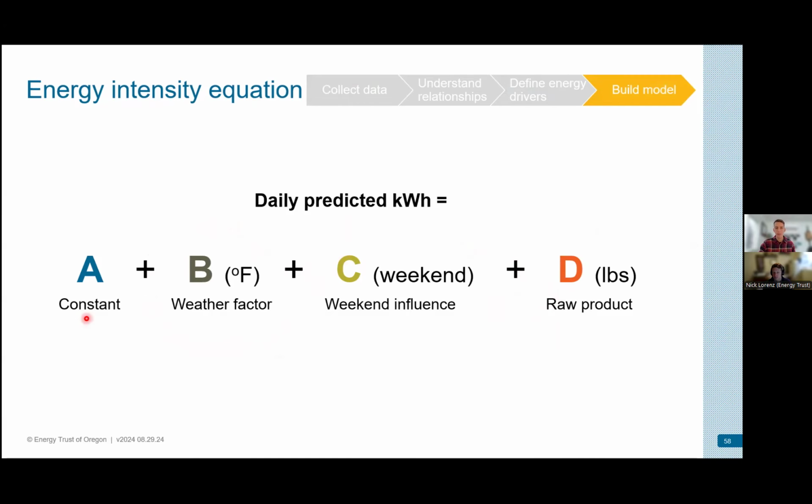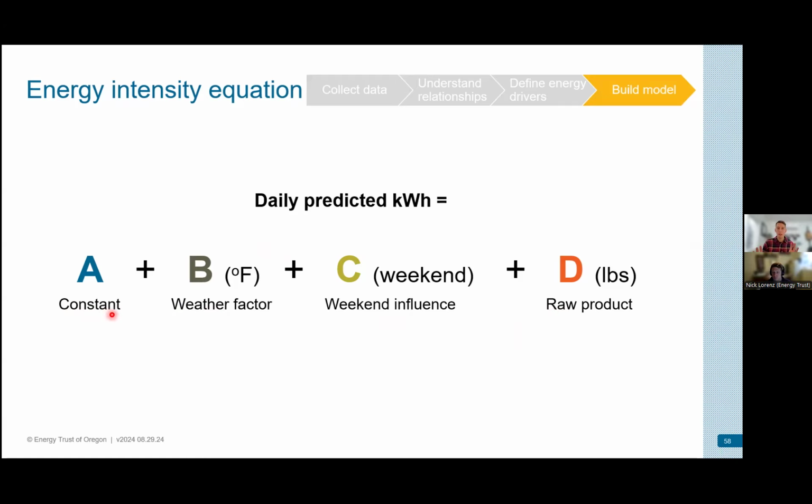Now, the last item that's also in here is this constant. And all the constant is, it's a term that doesn't change. It's a static factor. And what it accounts for is when all of these other variables that do change based on the condition of the energy driver are all neutral. So when there's not really a heating or cooling load, and there's no weekend influence, and there's no raw product being processed, well, the facility is still going to use some amount of energy. And that's what we pick up with the constant. So that could also be called the base load of your facility.